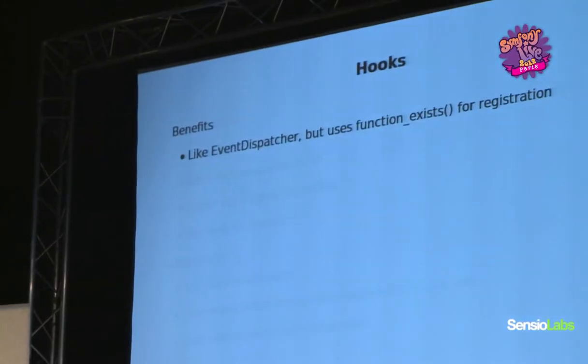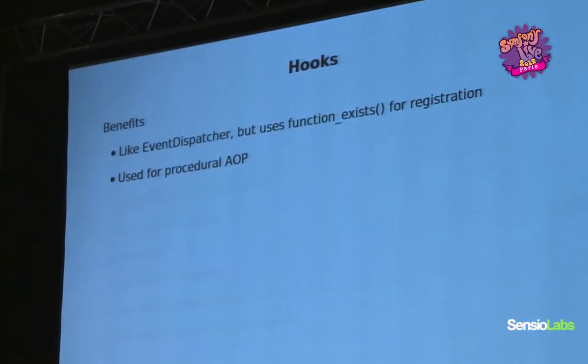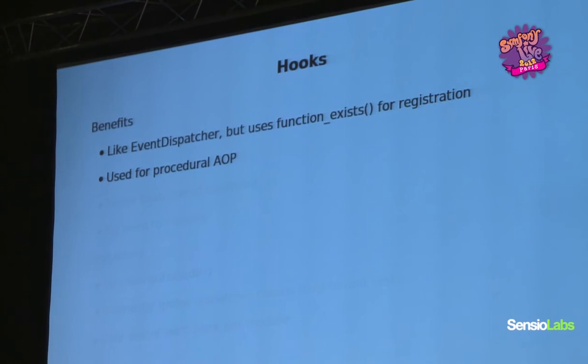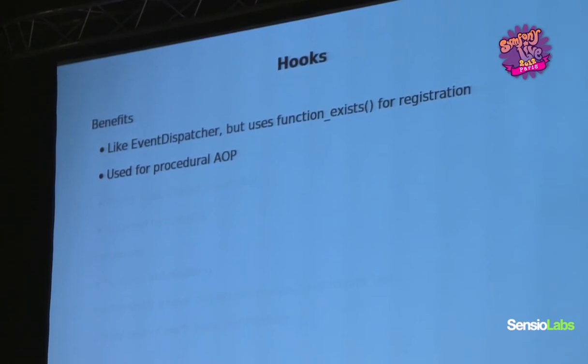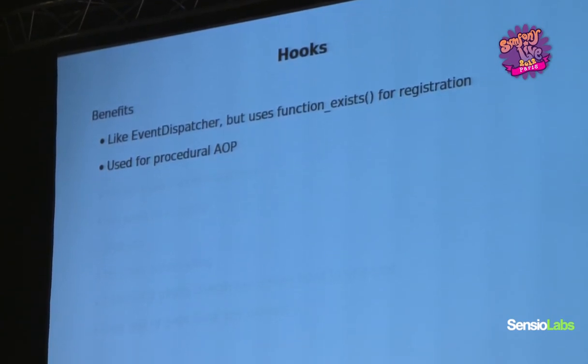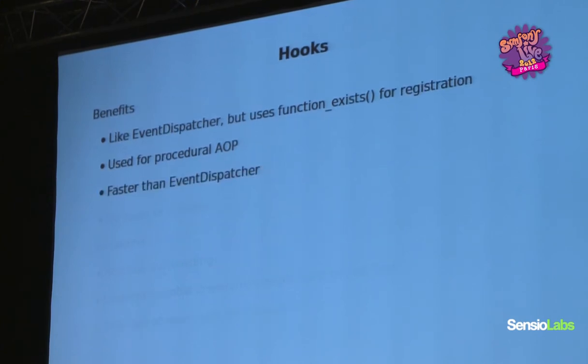registration, which makes it very easy to use. It does allow for very simple procedural aspect-oriented programming, which is incredibly powerful if hard to test. Anyone who's worked in aspect-oriented programming probably understands that. It is faster than event dispatcher. We have benchmarked that, and just the process of firing off hooks is faster than event dispatcher is. And there's no need for a compile step for performance. It's pretty damn fast just out of the box.